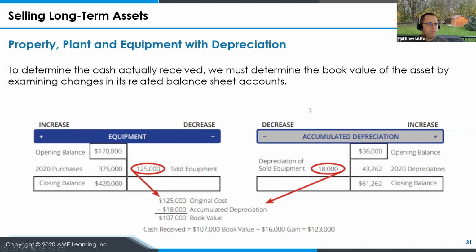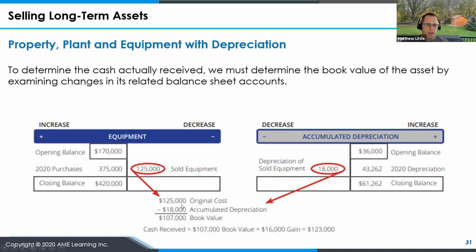Specifically, in this example, equipment had an opening balance of 170. We know we purchased 375 in this example on screen, but our closing balance is 420. So that tells us that the difference of 125 has to be the original cost of the sold equipment. Similarly, on the accumulated depreciation, if our opening balance was 36, our closing balance is 61, and our depreciation per our income statement, which is why that comes in handy, is 43, that tells us the depreciation on that sold equipment was 18, because we have to back out those relative components.